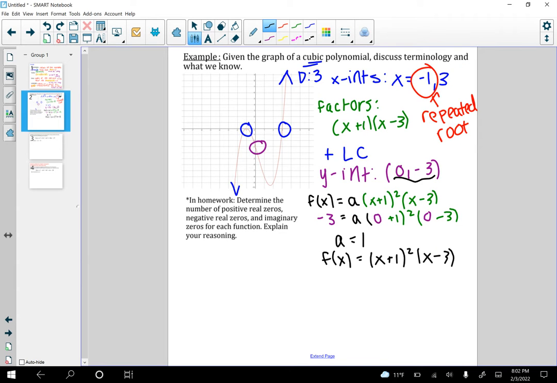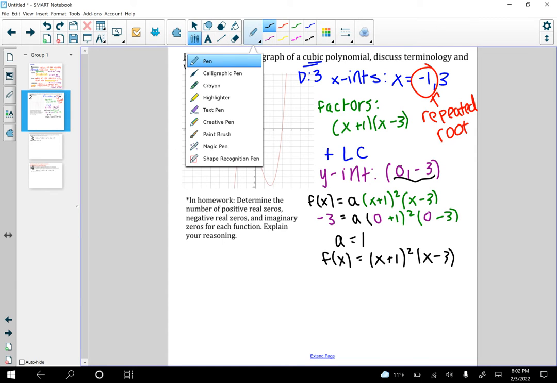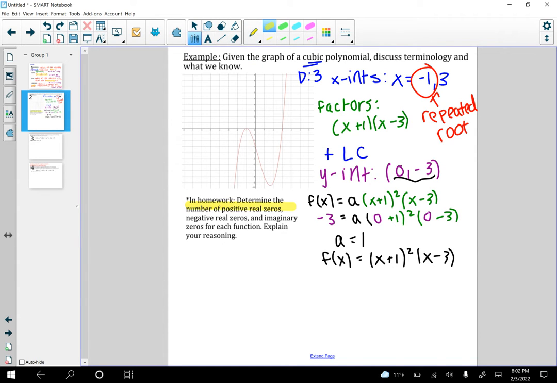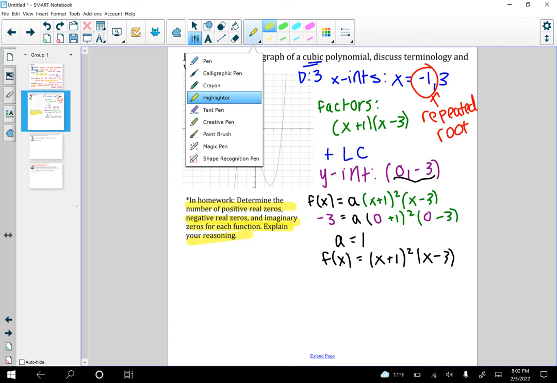One other thing I want to add that you will have to do in your homework. So let me quickly erase what's on my graph here. Here we go. Okay, you are going to be asked this question right here: to determine the number of positive real zeros, negative real zeros, and imaginary zeros, and explain your reasoning. That's what you're going to be asked in your homework.